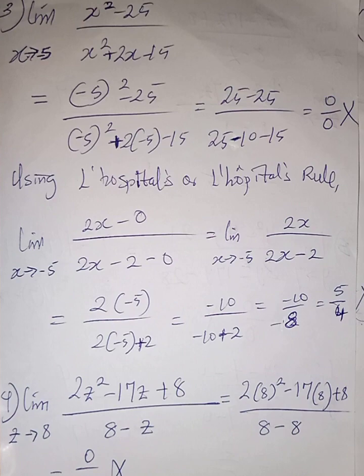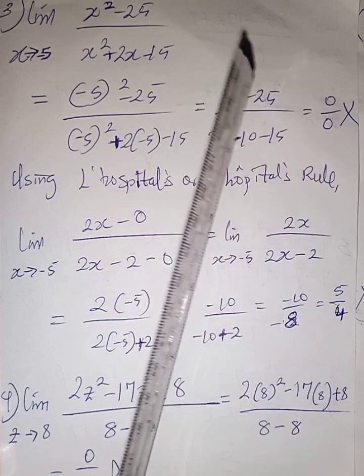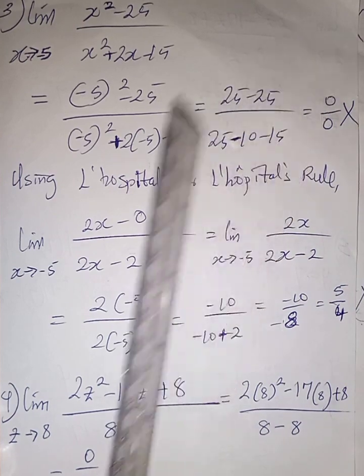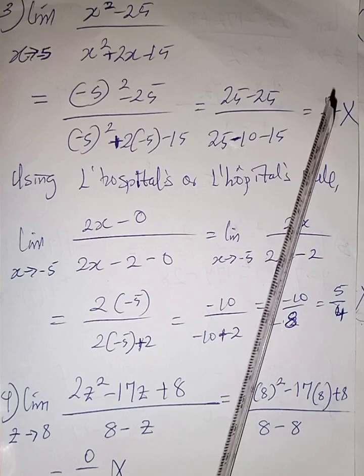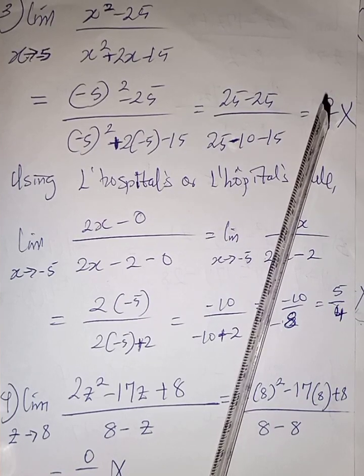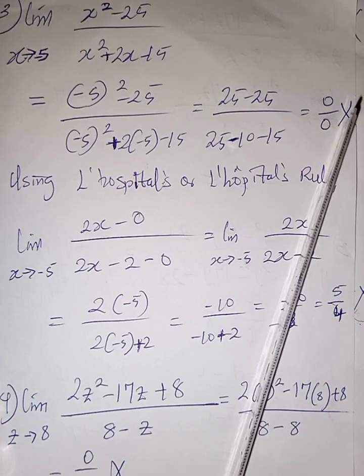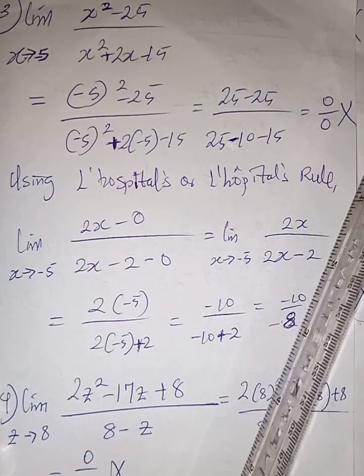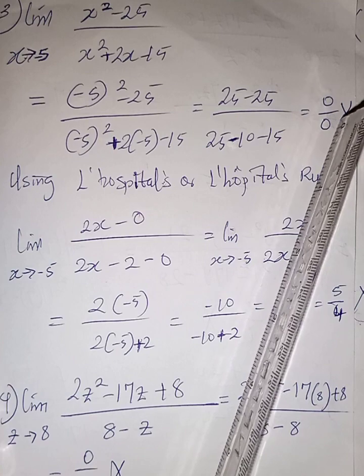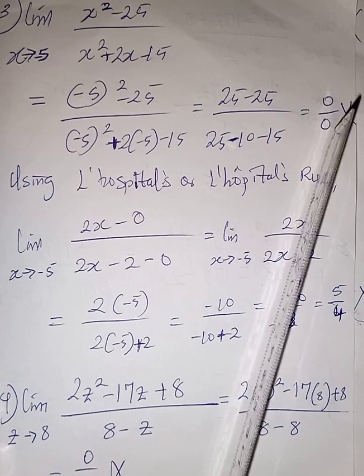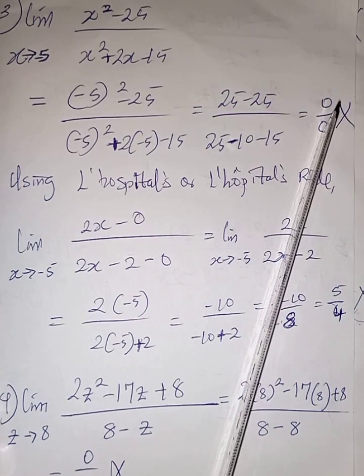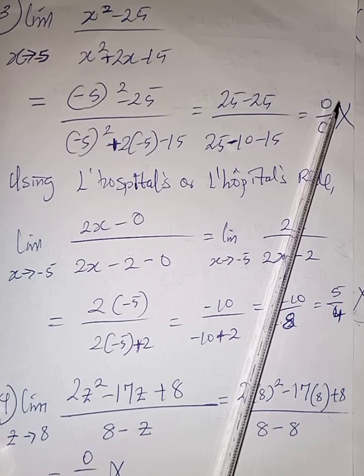If you solve this out, 25 minus 25 is 0. Then 25 plus minus 10 minus 15 is also 0. Since there's 0 in the denominator, we cannot accept this answer. This is undefined. So let's solve this question in another form to check if we see an answer. The direct option I'm unable to solve because there's 0 in the denominator of the function, and anything over 0 is undefined.